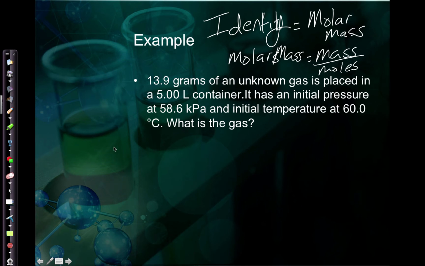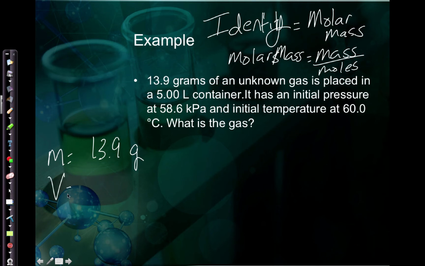It tells me that I have 13.9 grams of some unknown substance. Normally, if we're dealing with gas problems in the ideal gas law, you could say that this is the number of moles, but that's only if you know what the substance is. If you don't know what the substance is, you can't figure out the number of moles from this. So this is just a mass. In order to get the molar mass of the substance, I now need moles. So let's keep reading and see what else we have.